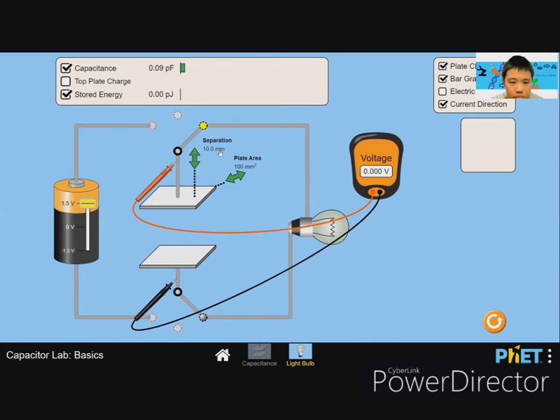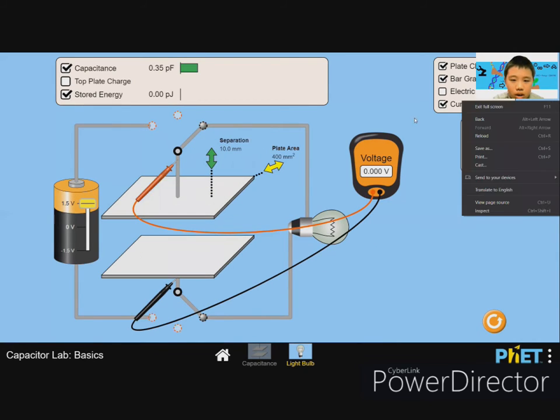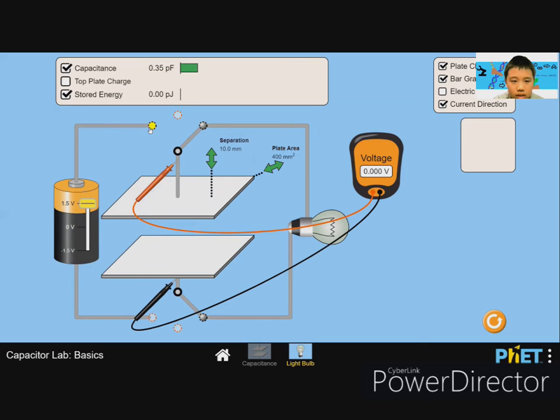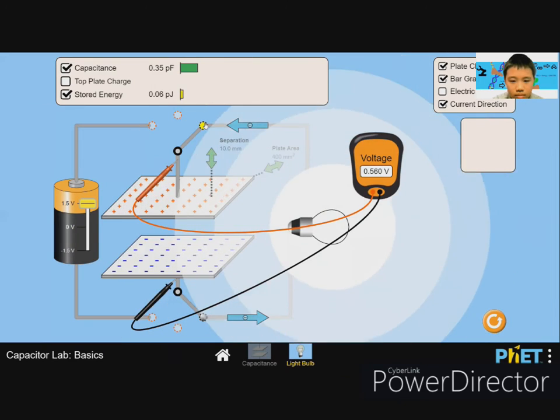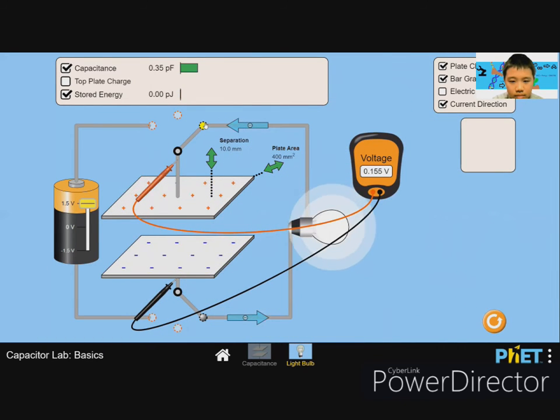Now let's try a large plate separation and a large plate area. So like this. We charge it up. Voltage is 1.5 volts. Capacitance went to 0.35 picofarads, and the stored energy went to 0.4 picojoules. Now we connect it here. The light goes out in a similar fashion to when the separation was small and the plate area was small, and it's the same exact brightness.